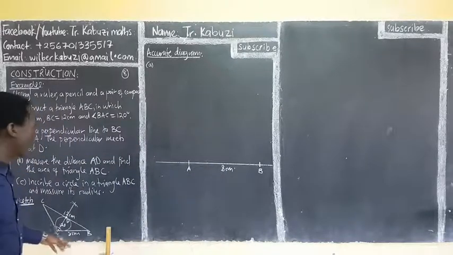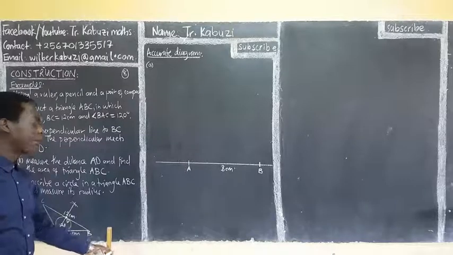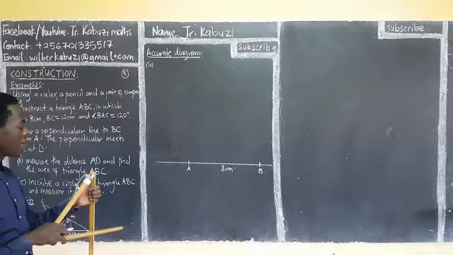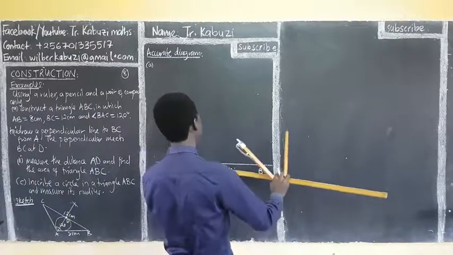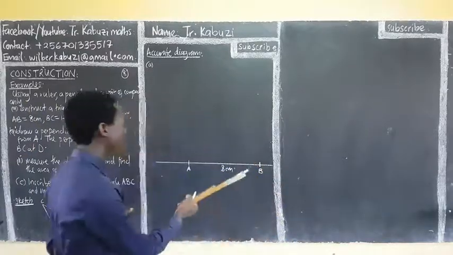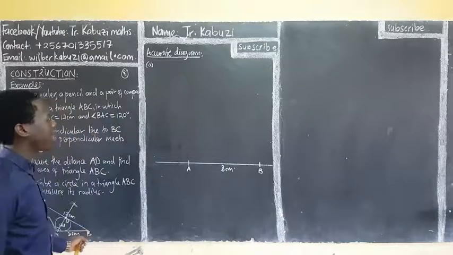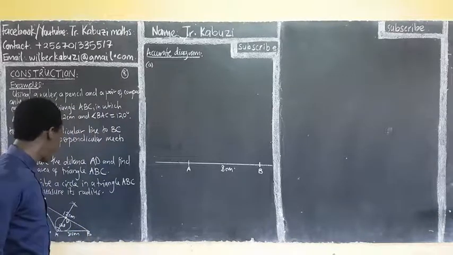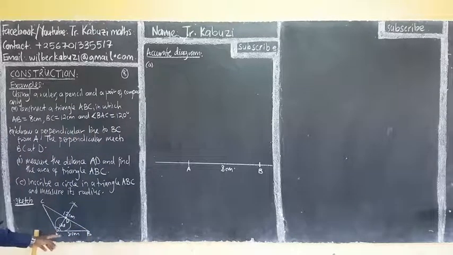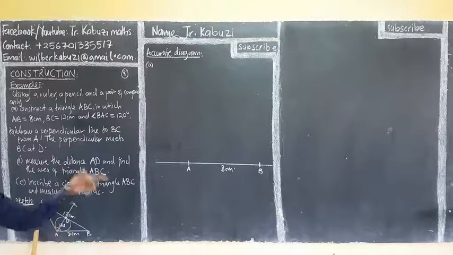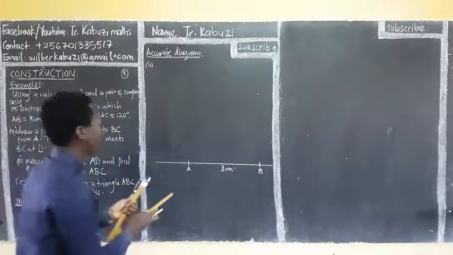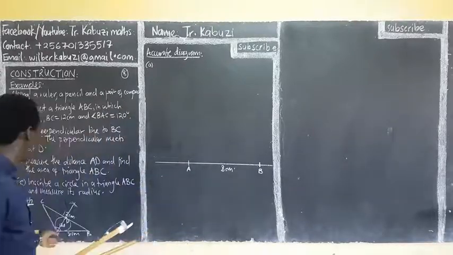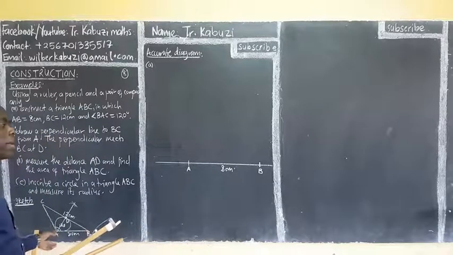You start by measuring the 8 centimeters. You can either use a ruler or a compass to measure off the 8 centimeters. Then I construct 120. You know 120 is the balance of 60. If I construct 60, then the balance will be the 120. So the 120 is inside, and the 60 should be outside.